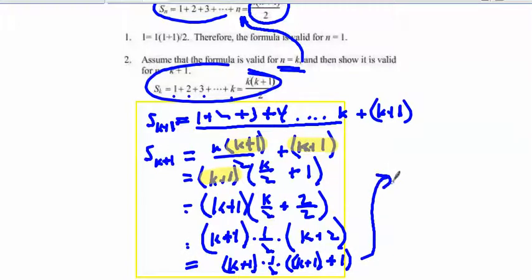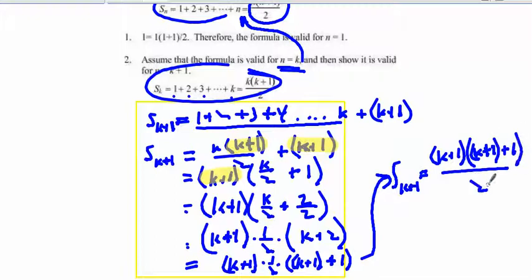And this, S of k plus 1, therefore, is equal to k plus 1 times k plus 1 plus 1, all divided by 2, which looks remarkably similar to this, except instead of k, we have k plus 1.